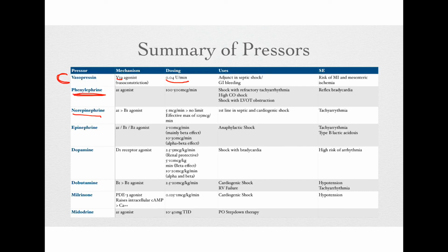Phenylephrine is a pure alpha-1 agonist. It's titrated in a dose range of 100 to 500 micrograms per minute. It's fallen out of favor as a first-line agent in septic shock and many other types of shock, although it still retains an important niche role in shock that's associated with tachyarrhythmias, shock that's associated with high cardiac output states, and shock that's associated with LV outflow tract obstruction, such as patients with hypertrophic obstructive cardiomyopathy. It's known to be associated with a reflex bradycardia.